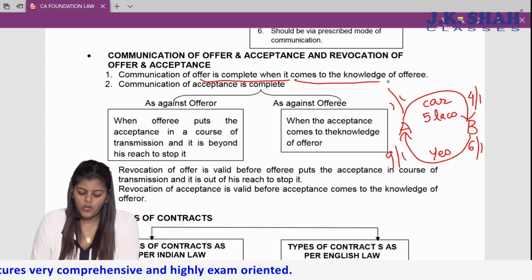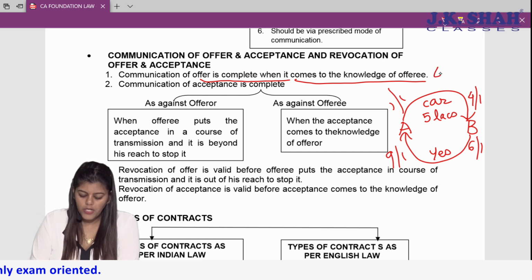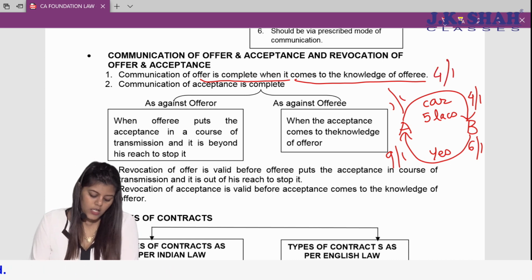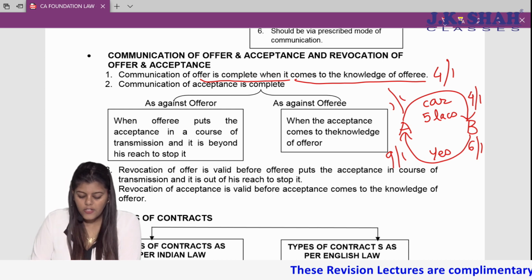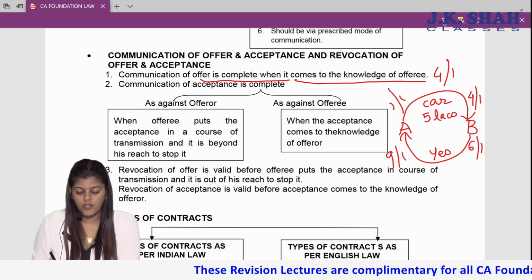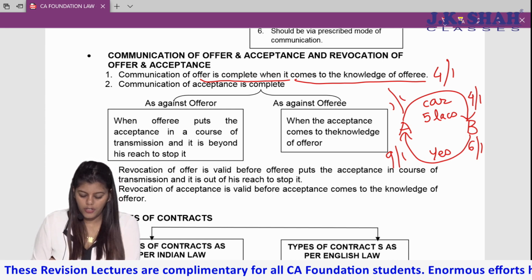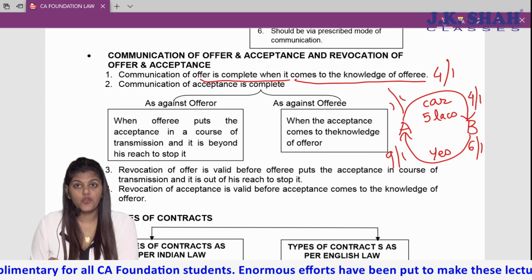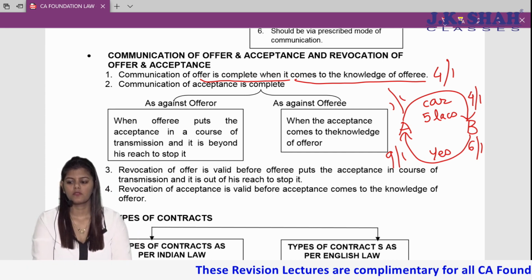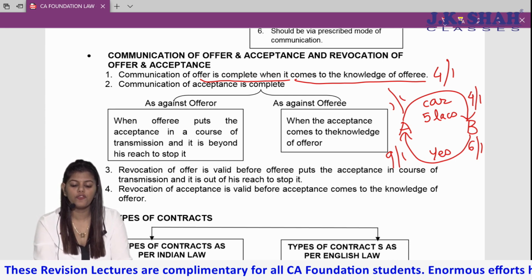Communication of offer is complete when? When it comes to the knowledge of the offeree, that is the opposite person. That means it is said to be complete on 4th Jan. Communication of acceptance is complete against offerer, against offeree. A is our offerer, B is our offeree. So normally students say against offerer means 9th, against offeree means 6th, which is wrong.